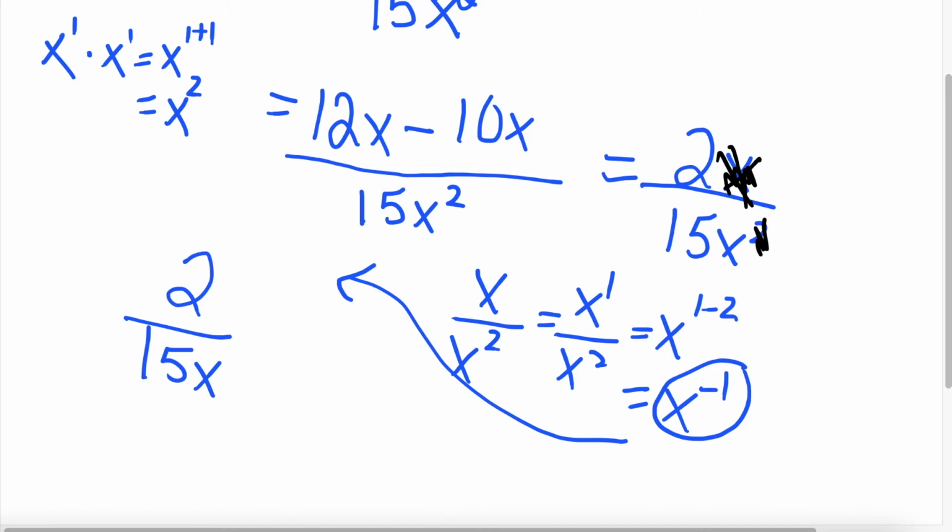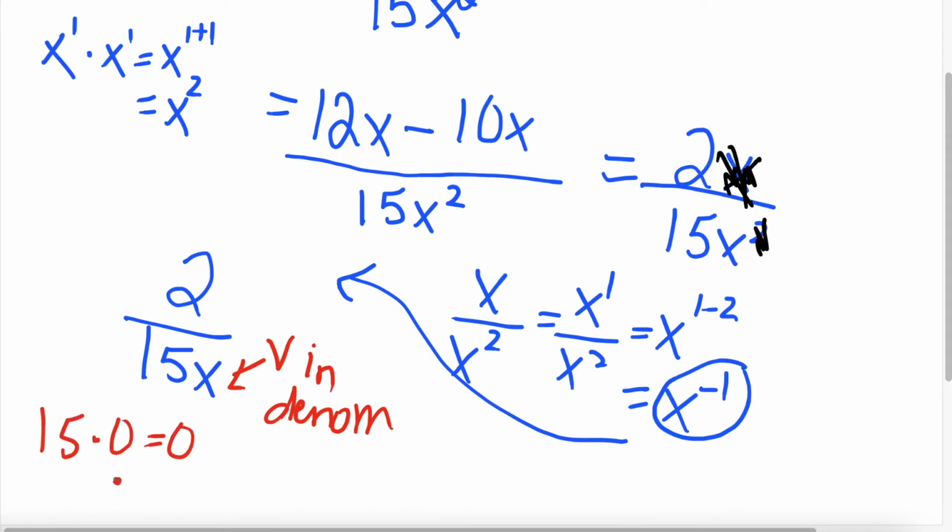So now we have to state our restrictions. So if this is our final answer, 2 over 15x, we have to see that there's a variable in the denominator, right? So label this as v in denom, in short form, so variable in denominator. So because of that, we know that the denominator can never equal 0. So is there a value that x can be that results in 15 times x being 0? And that value is 0 itself, because 15 multiplied by 0 is equal to 0. So therefore, x cannot equal 0, right? Because our denominator can never equal 0. So this is our restriction.